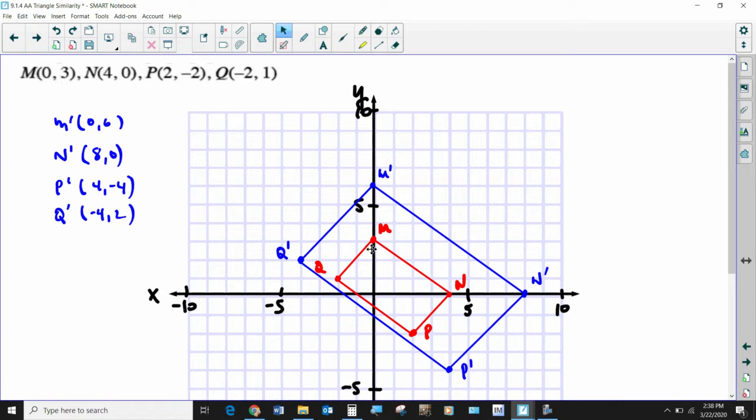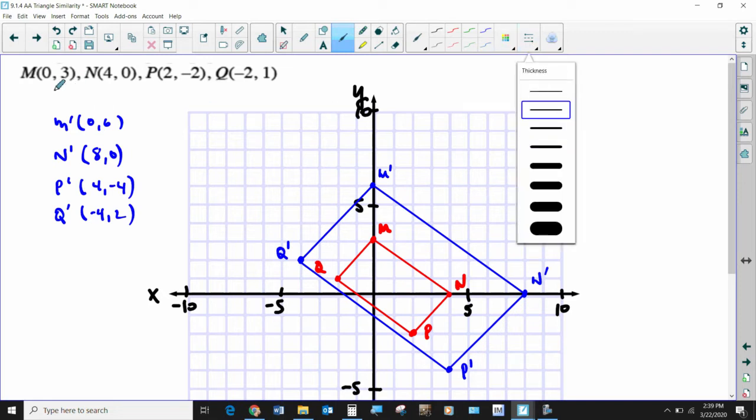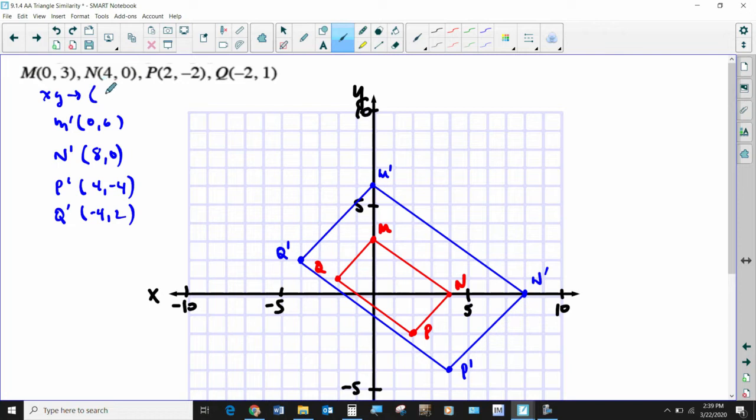So here we are. The red quadrilateral is quadrilateral MNPQ with these as the vertices. After applying a scale factor of 2, if you recall from our dilations, each one of these XY coordinates is going to change such that the X coordinates get doubled and the Y coordinates get doubled. So I've taken 0 times 2 is 0 and 3 times 2 is 6. Plot that point. This is the image of point M. 4 times 2 is 8 and 0 times 2 is 0. So N1 is the image of point N after dilation. Point P, when you multiply the X times 2 and the Y times 2, becomes 4, -4. So here is the image of P. And then point Q, -2, 1, becomes -2, 2, and so on and so forth.